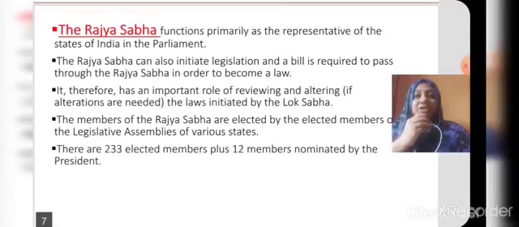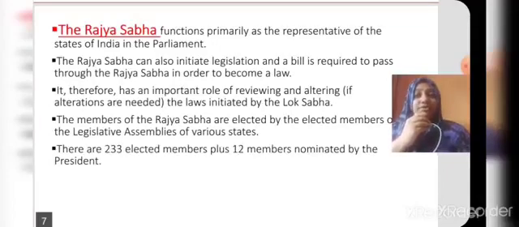The members of Rajya Sabha are elected by the elected members of the legislative assemblies of various states. So who are the members of Rajya Sabha? They are the elected members of the legislative assemblies of the states. All the elected members of the legislative assemblies of the states automatically become members of Rajya Sabha.